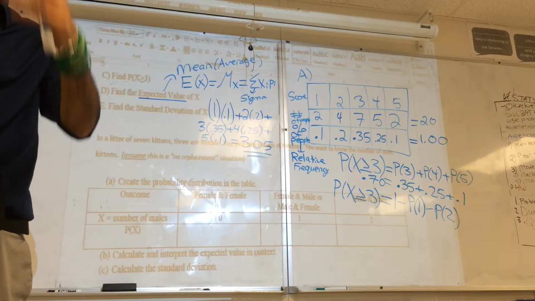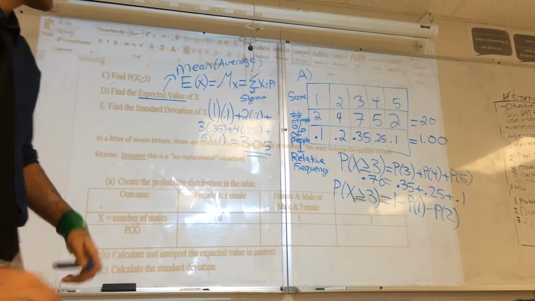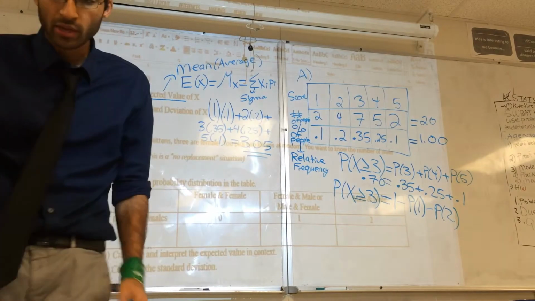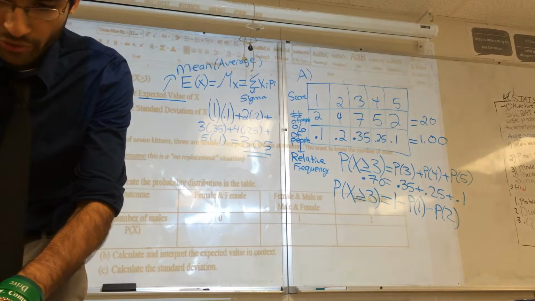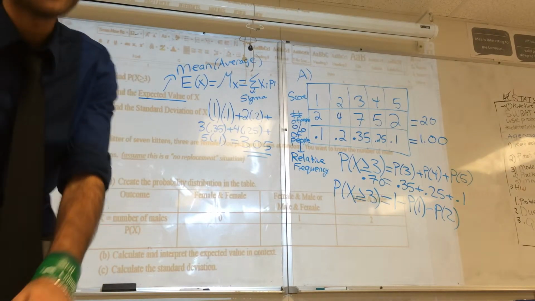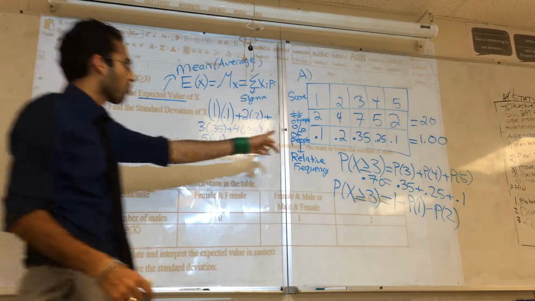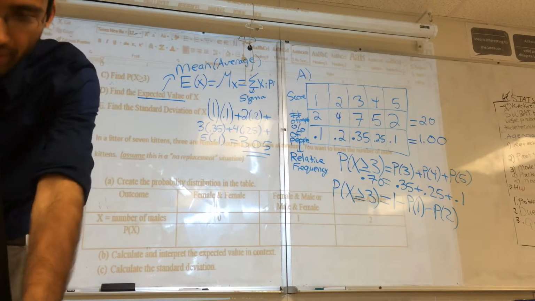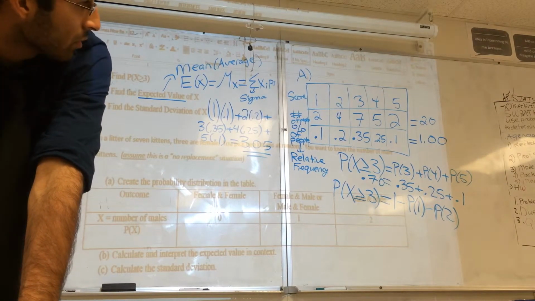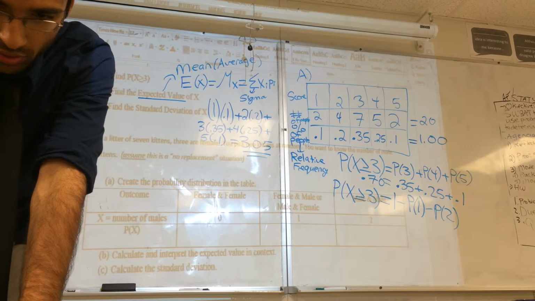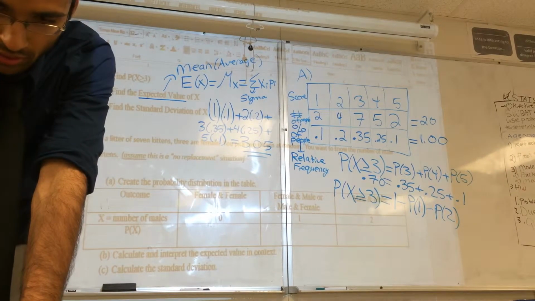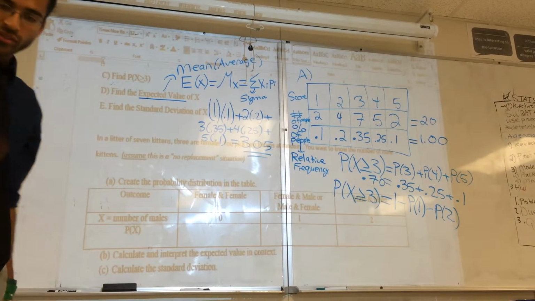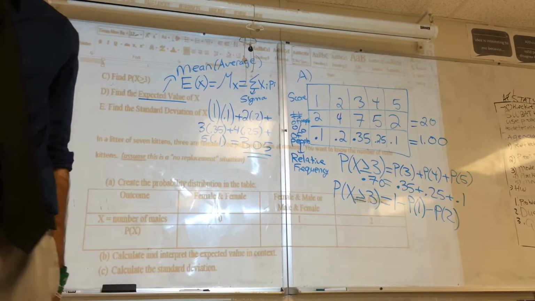Actually, we have L1, L2, L3, and so on. In L1, put the different possible values: 1, 2, 3, 4, 5. Let's go ahead and do that. In L2, we put the probabilities as a decimal. Okay? So now we have two lists, and now we click Stat.